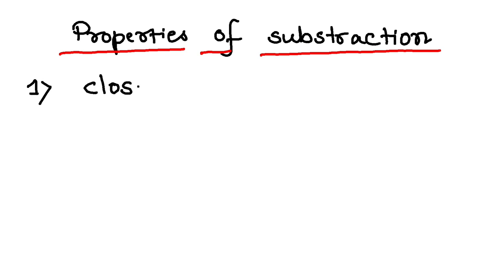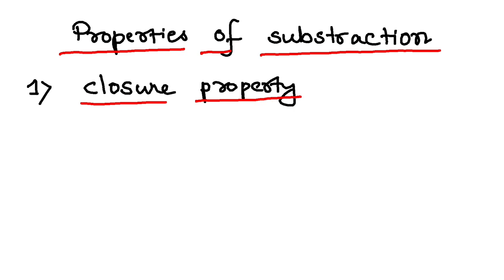If you remember, in addition also we have learned this property, closure property. Now what does it say? It says if we subtract any two integers, let's say a is an integer and b is an integer, we will also get an integer.